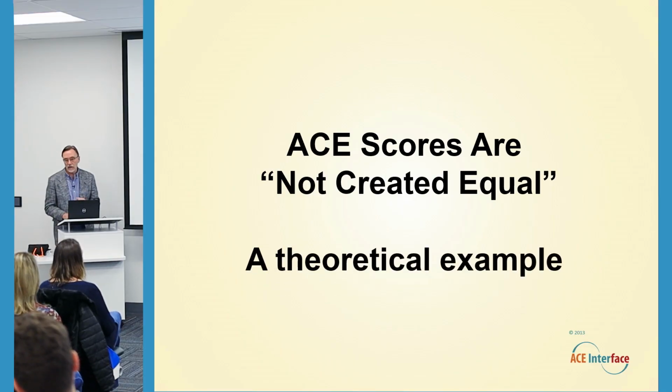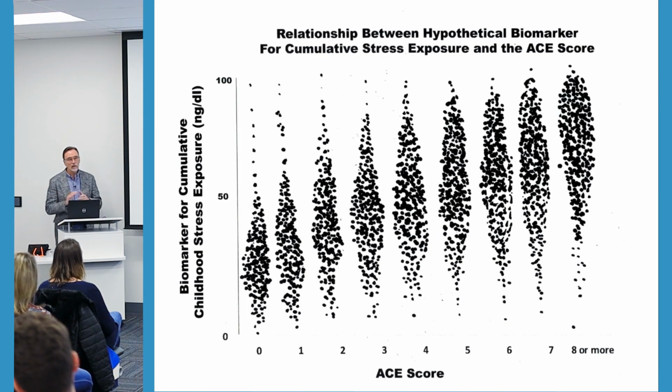So I want to give you a theoretical example of what I'm talking about. I'm going to go slow and walk you through this. And again, this is a theoretical example that shows the relationship between a hypothetical biomarker for cumulative stress exposure and then relating that to the ACE score. So if during the ACE study we'd been able to get blood samples and there was some really precise and accurate biomarker for how much stress there was in that person's childhood, and we could plot that out, that's what I think this plot would look like.